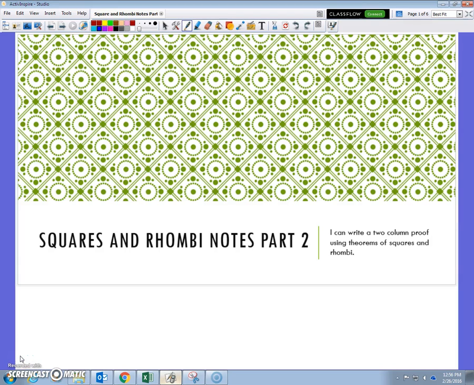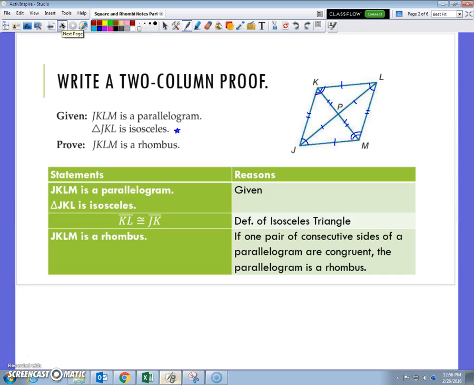All right, this is Mr. Gillum, and today we're going to learn more about squares and rhombi, but we're going to do some proofs today, and we're going to use some of the theorems that we've been studying over the last few days. Okay? Some of the proofs you're going to find are not too complicated.